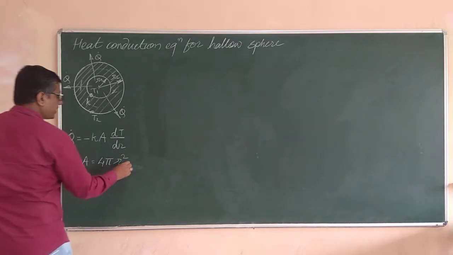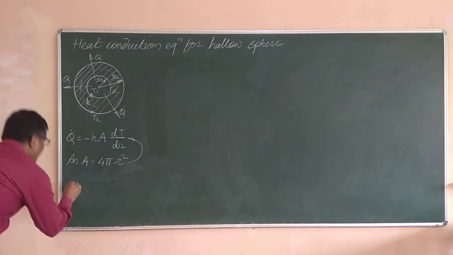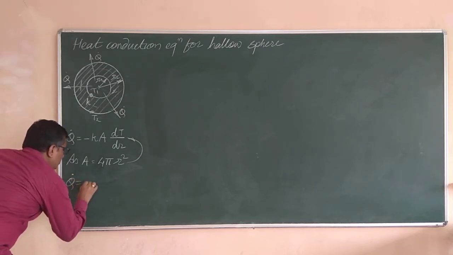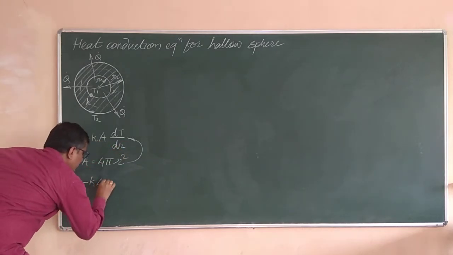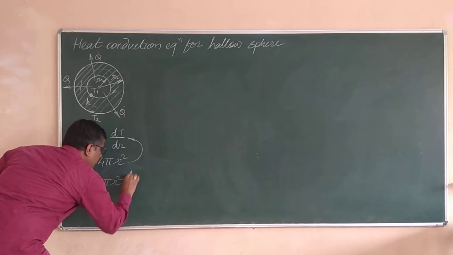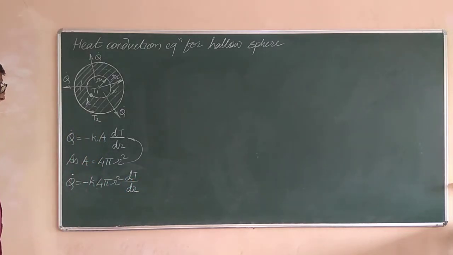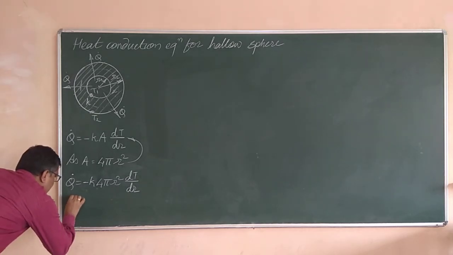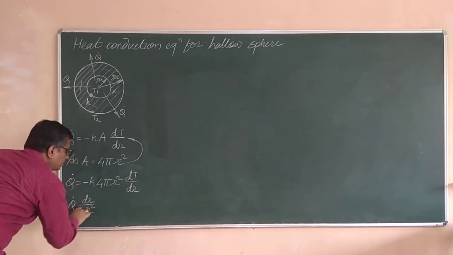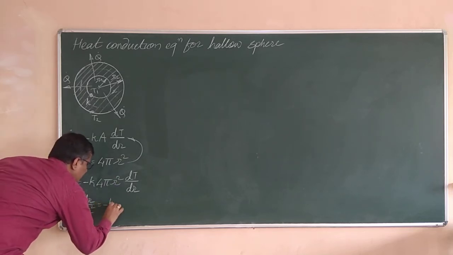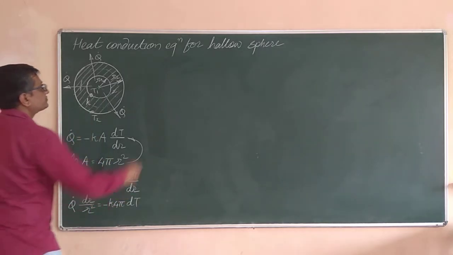Now substitute this value of A, the area normal to the direction of flow of heat, into this equation of Fourier's law. I will get Q dot equals minus kA dT by dr. What is A? A equals 4 pi r square into dT by dr, this term as it is. So let us separate the variables. If I separate the variables, I will get Q dot into dr by r square on this side equals minus k 4 pi into dT, this term as it is.